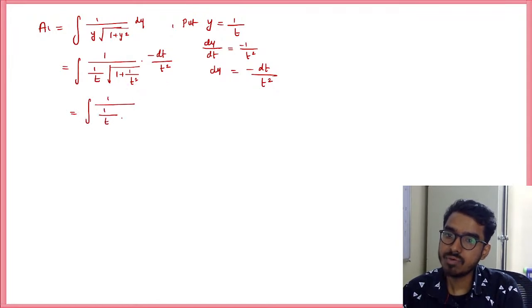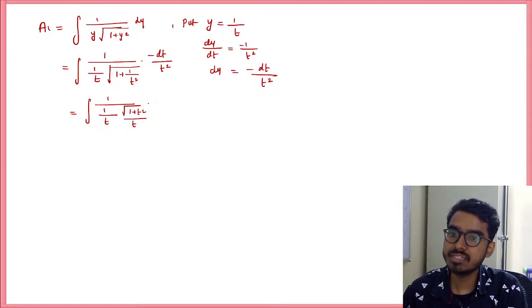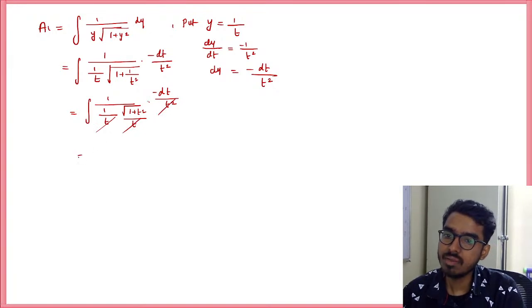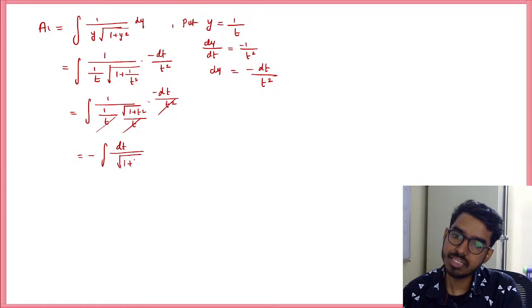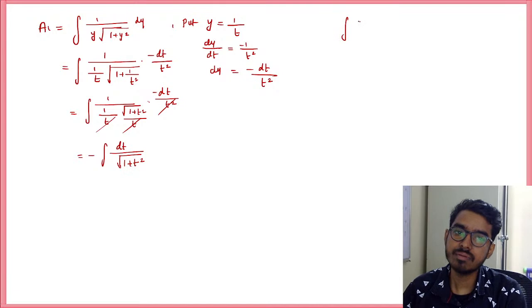So here we have root of 1 plus t square by t, right? So we bring this t square inside, and out of the root we have t, and we have 1 plus t square, and we have minus dt by t square. So this t square will get cancelled. So we have minus dt by root of 1 plus t square. That's it. So what is the integration of root of a square plus x square?